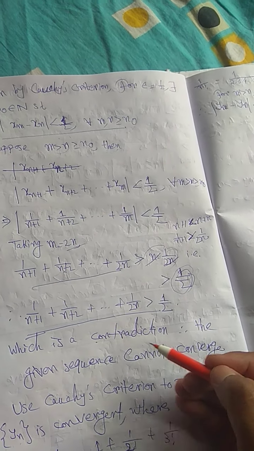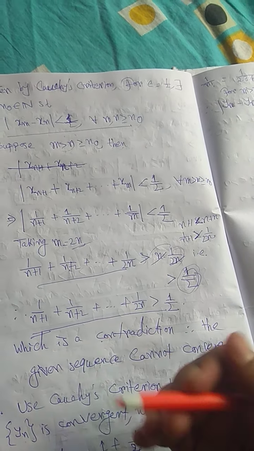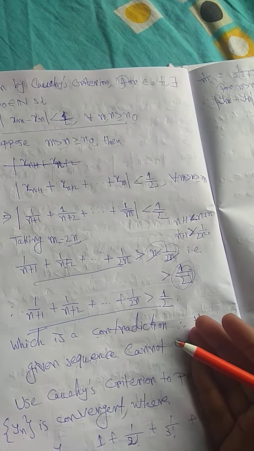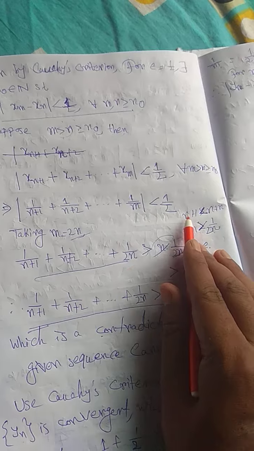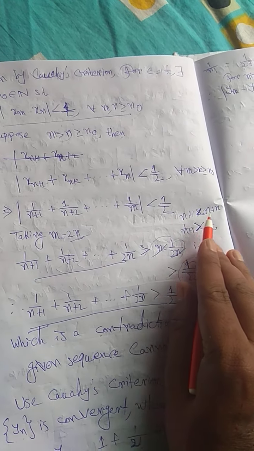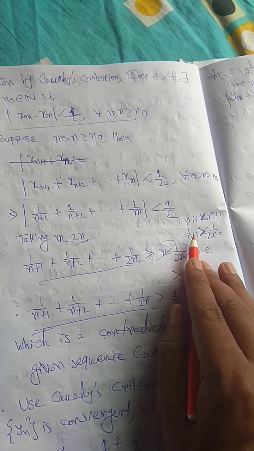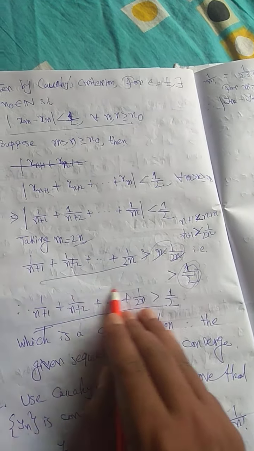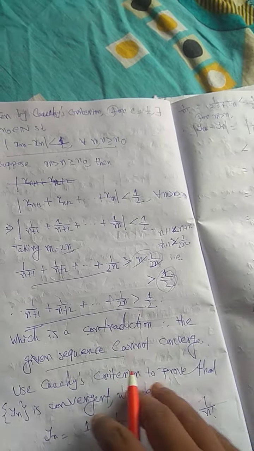Why this contradiction? Because I assumed this sequence is convergent. So ultimately, this sequence becomes divergent. This cannot be convergent. Is this inequality clear? n plus 1 is less than n plus n. That means after taking reciprocal, it will be greater than 1 by 2n, and there are n many terms over here. So this is the application.